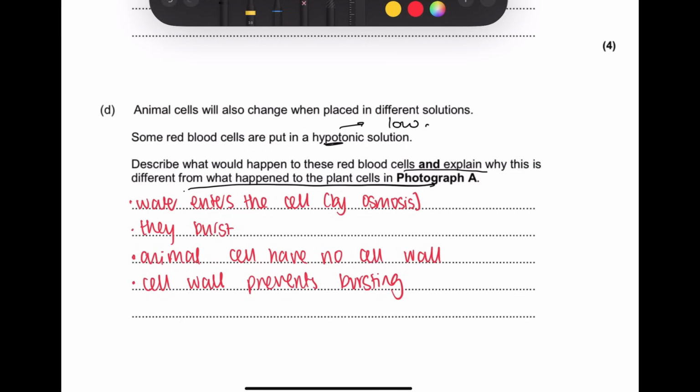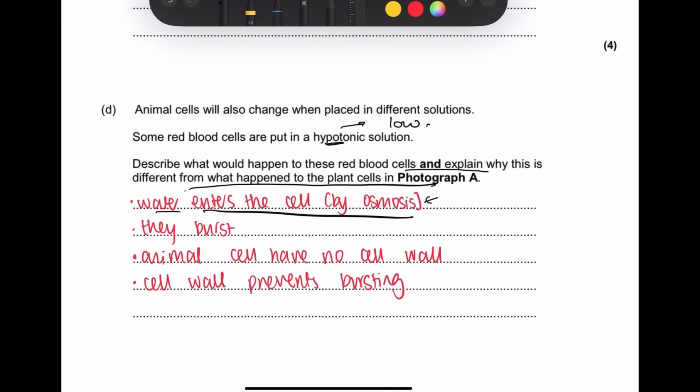When there's a low solute concentration, that means there's a lot of water, so water will enter the cell by osmosis, because the cell has less water than the outside. Remember, when we talk about this, we're talking about the solutes. So water enters, and this means that the cell bursts.